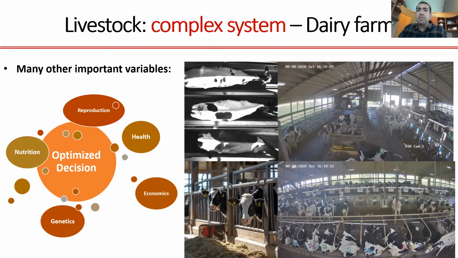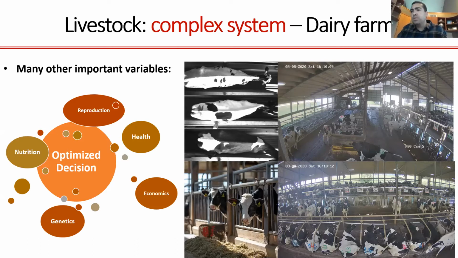We collect data related to nutrition, genetics, economics, and health, and at the end of the day, what we want is to have an optimized decision, either related to nutrition or to repro. But what we want is to be precise in how we are deciding things in our operation, right?